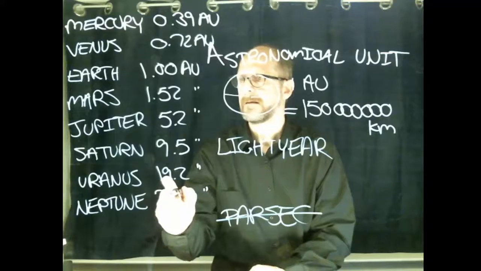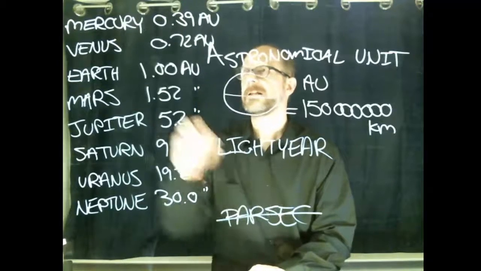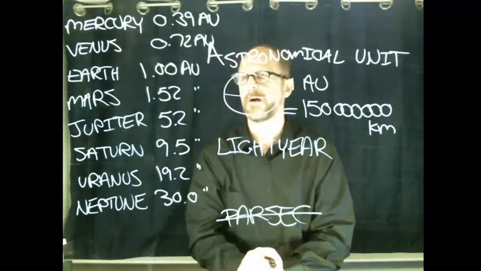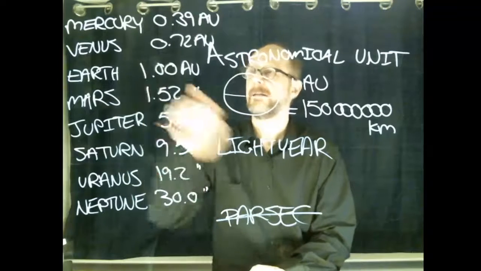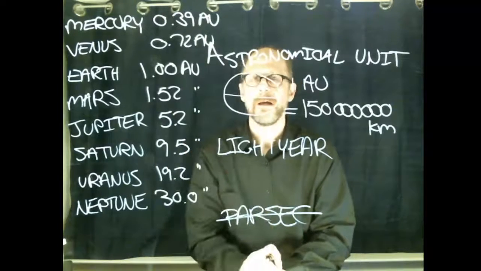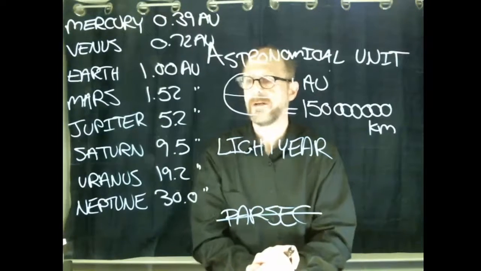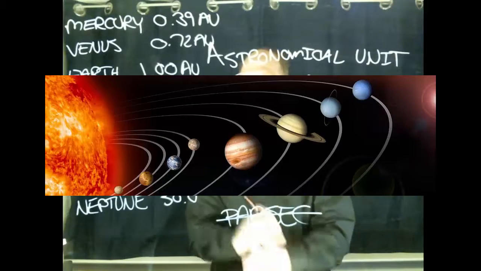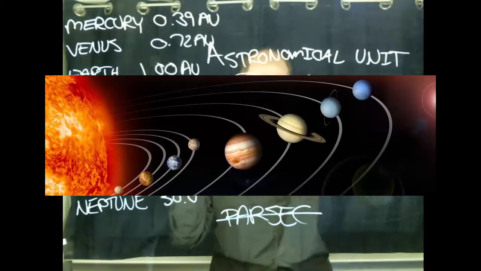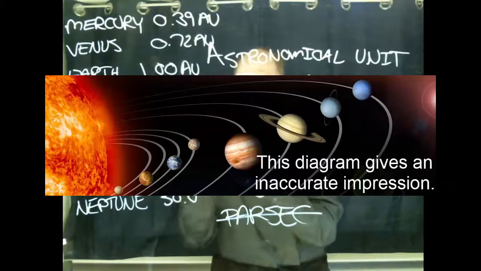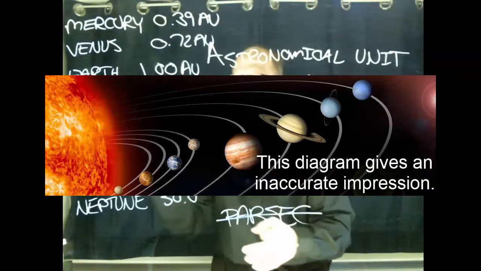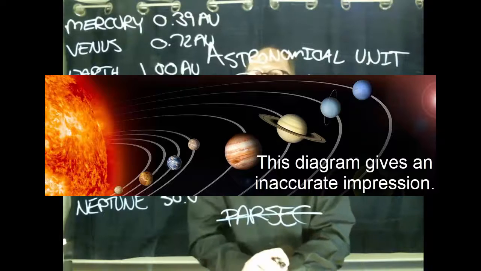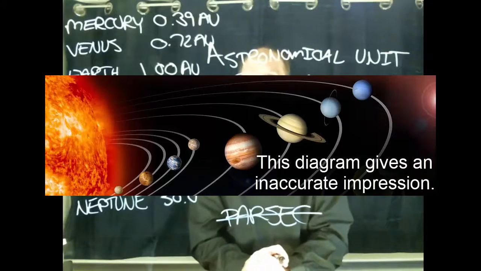Real quick before we move on to talk about light years, notice how much bigger Neptune's orbit is from the Sun than Earth's, 30 times. So I'm taking this opportunity to point that out. When you see a poster or a diagram that has the Sun and then the planets lined up, very typically they will be just laid out almost like they're equally spaced, but that's not accurate. Neptune is 30 times further from the Sun than the Earth is.